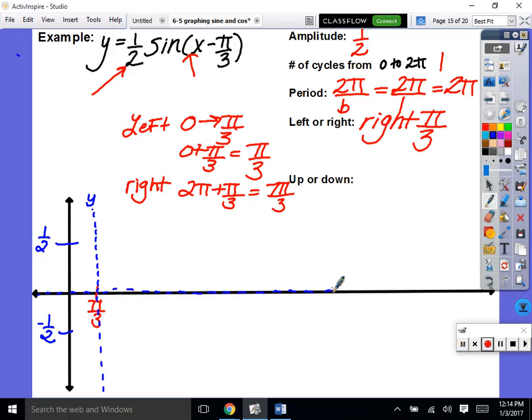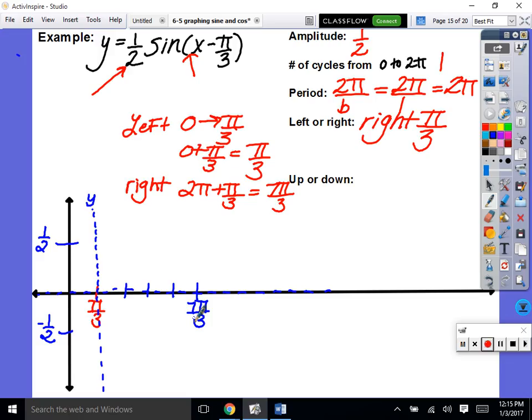Is everybody good up to there? So we know that our left endpoint is pi thirds. Then 1, 2, 3, 4 is one cycle, right? 4 tick marks. So then that'll end at 7 pi thirds. Does everybody understand? It used to be at 2 pi, but we shifted it, right? Because normally it was at 0 and ended at 2 pi. But now we've shifted it right pi thirds. So you took 2 pi and added pi thirds. You get 7 pi thirds.